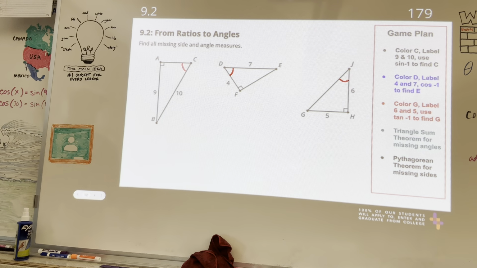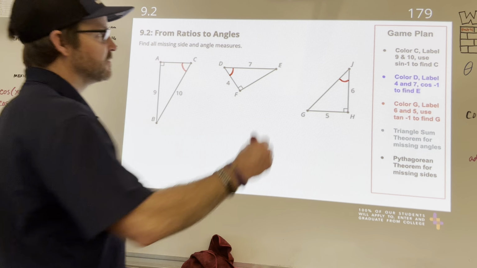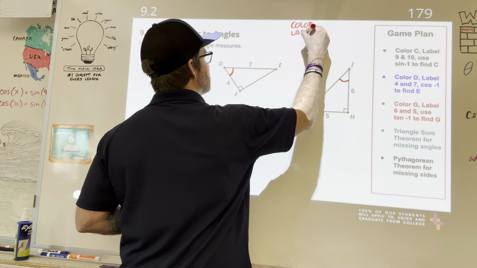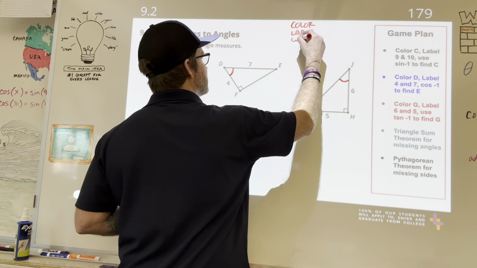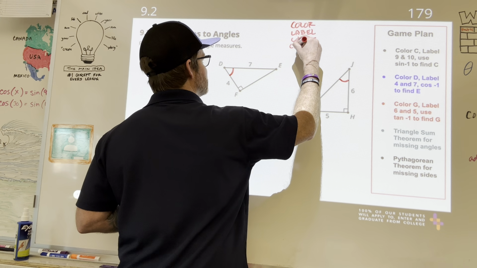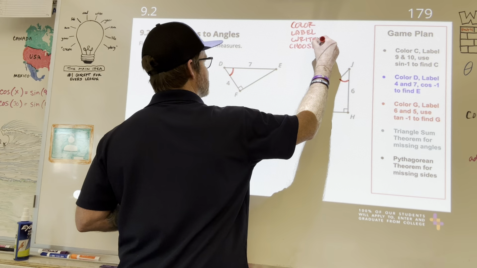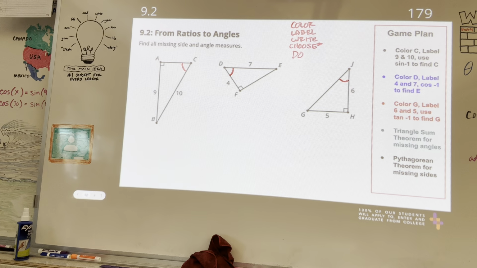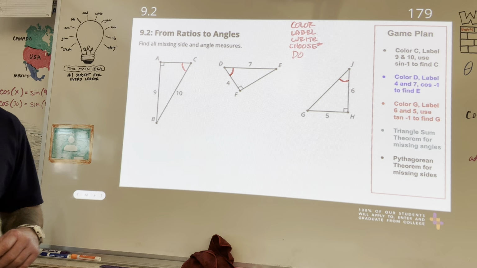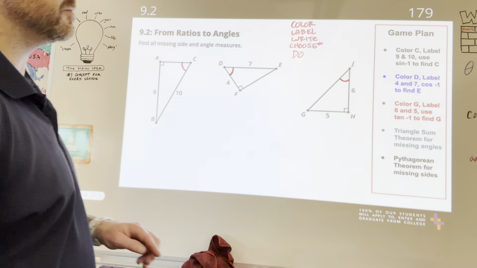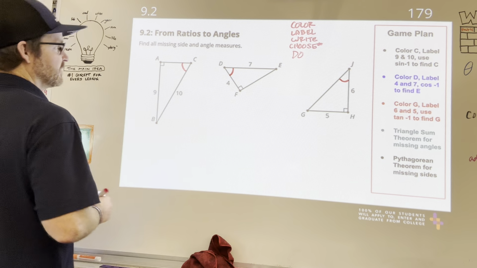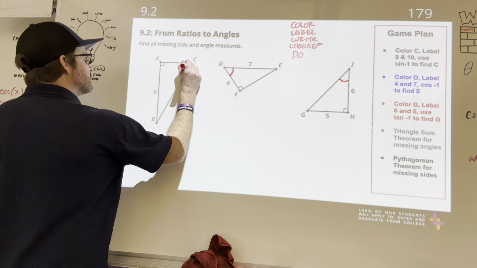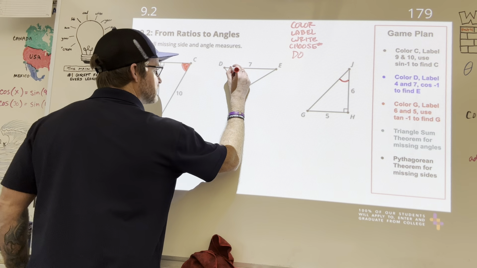We're just gonna go quick. We're gonna color, label, write, choose, asterisk, do. Color, label, write, choose, do. The asterisk is just because step 4 is a tiny little bit different than before. So anyway, we colored. So I chose this one, and this one.